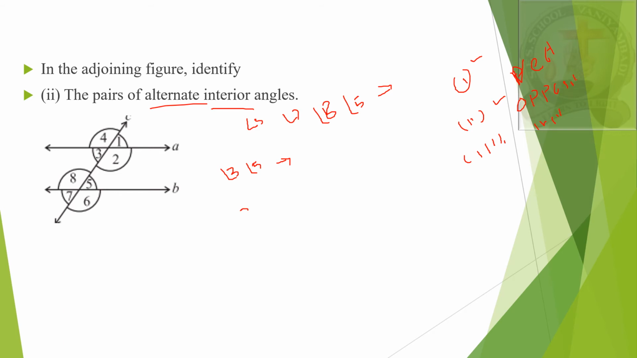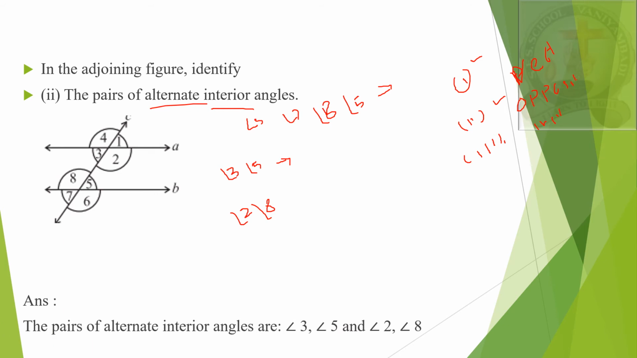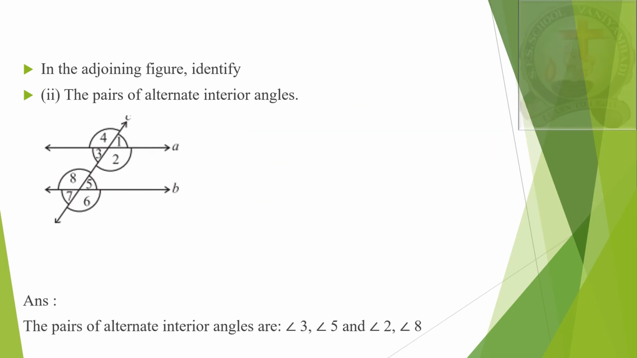Then angle 2 and angle 8 are also alternate interior angles, children. So I can write the answer. The pairs of alternate interior angles are angle 3 and 5, and angle 2 and 8.